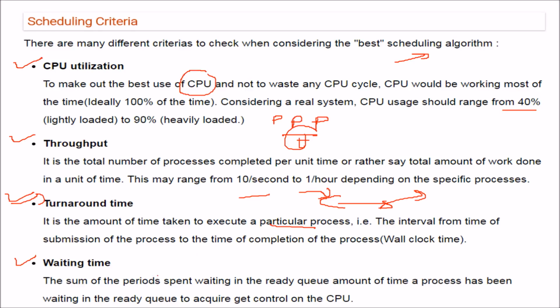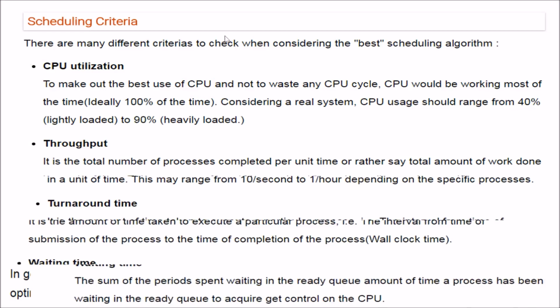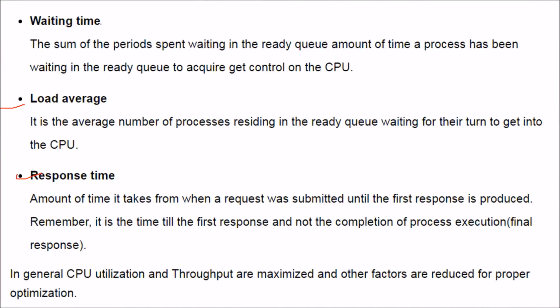Waiting time. This is the sum of the periods spent waiting in the ready queue, because the process is ready, so it is in the ready queue, and the amount of time a process has been waiting in the ready queue to acquire the CPU. This waiting time should be as small as possible. Waiting time, we have seen.